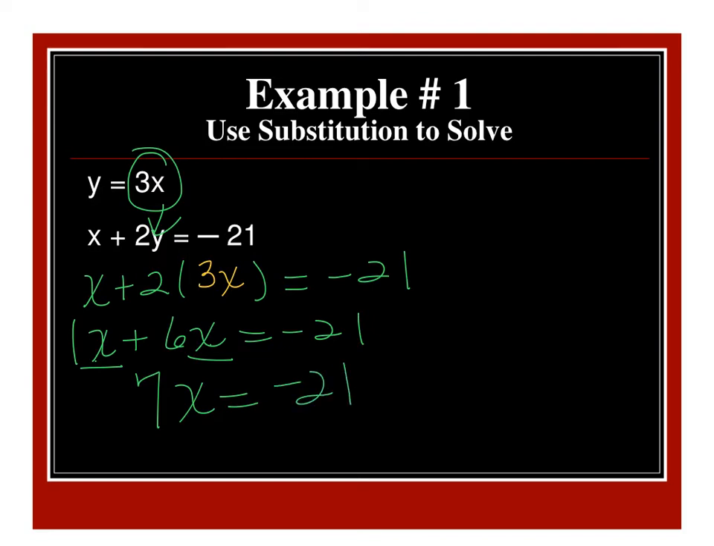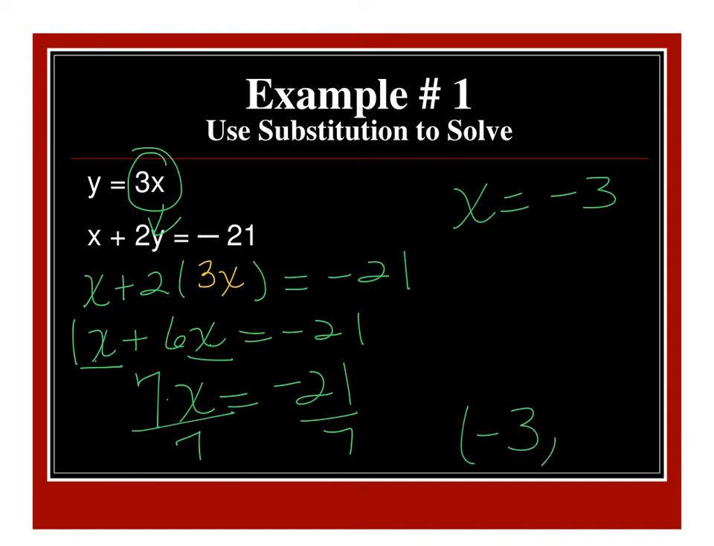Whenever I have a number in front of a variable, it means multiplication. They're being multiplied together. So to undo that, I do the opposite, which is divide. So my x is negative 3. Negative divided by positive is negative. But I am not done there. I only have part of my answer. I have my x coordinate.